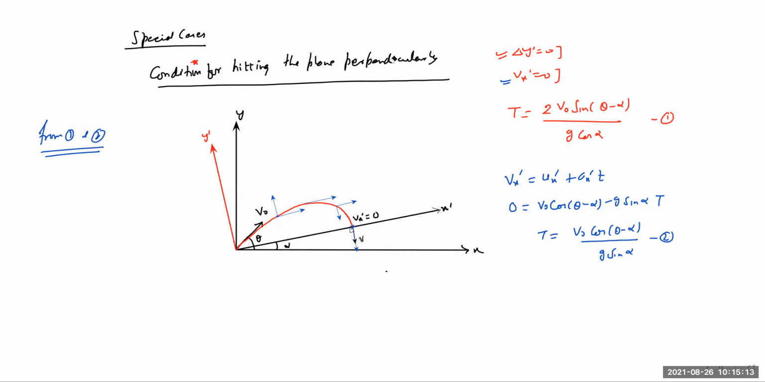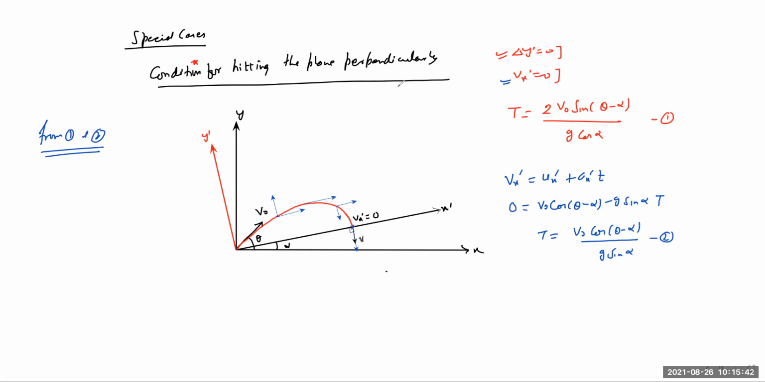So V naught is not the direction of motion. V naught is just the initial velocity. V naught is just the initial velocity vector. It is not the direction of motion. Okay.